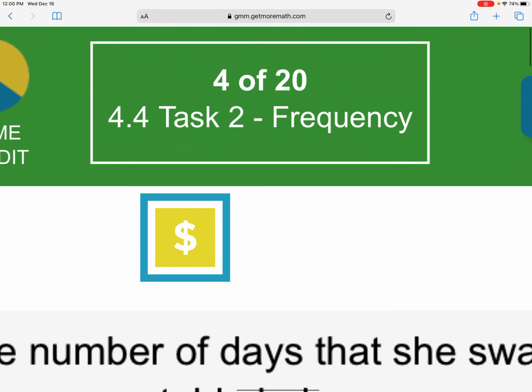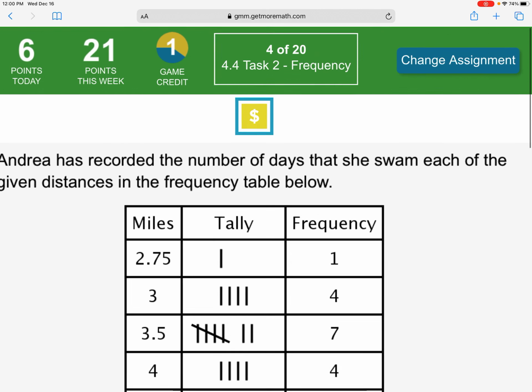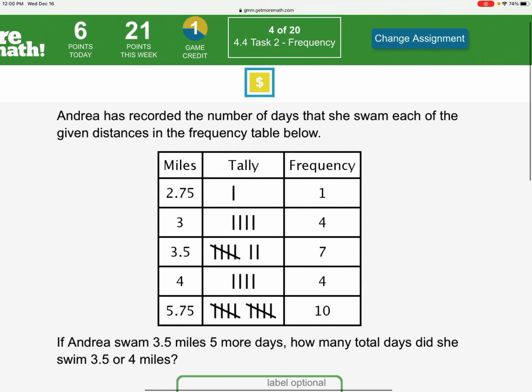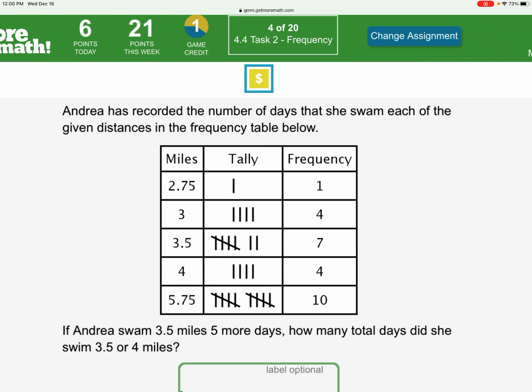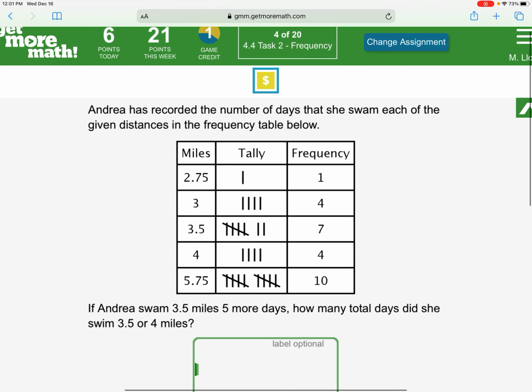We're looking at section 4-4, task number 2. I'm going to go through these kind of quick. You may want to consider fast forwarding if I'm not on a question that you need.